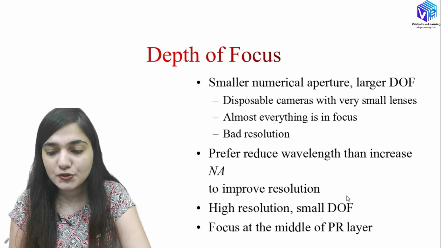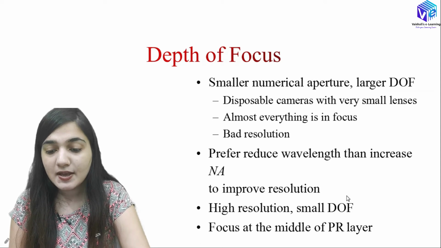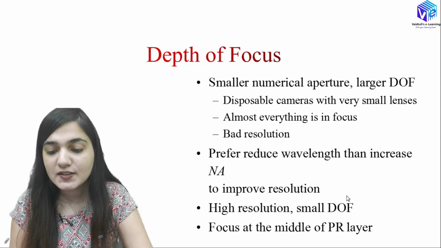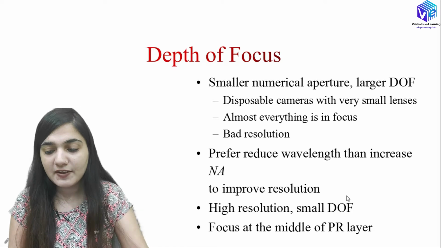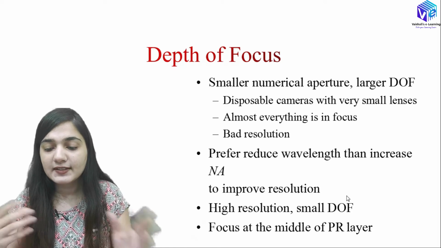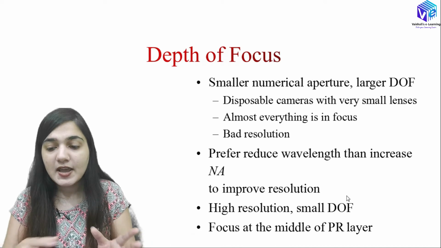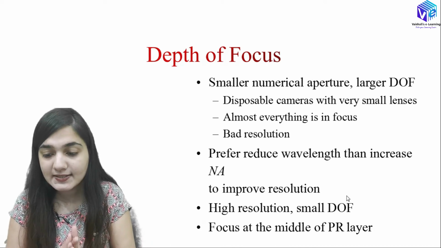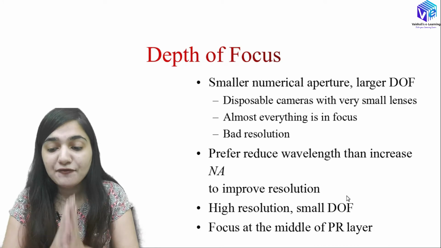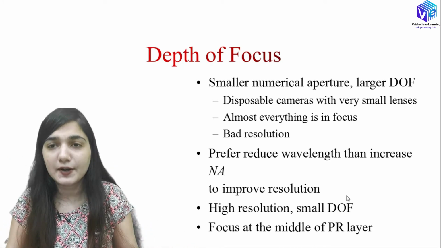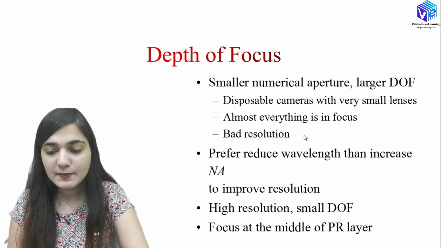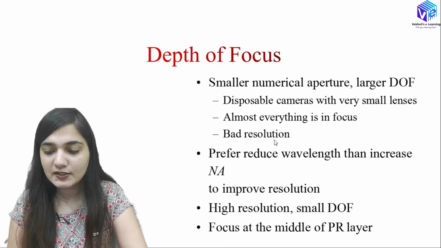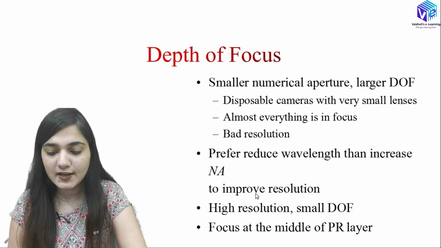If we have disposable cameras with very small lenses, almost everything is in focus and there would be bad resolution. Now coming to the wavelength: we reduce the wavelength, then increase the numerical aperture, because if I have very small lenses, I cannot have everything in focus, so everything will be blurred out. So if I have to reduce anything, I will not be changing the numerical aperture, I will be reducing the wavelength, and then increasing the numerical aperture to improve the resolution.